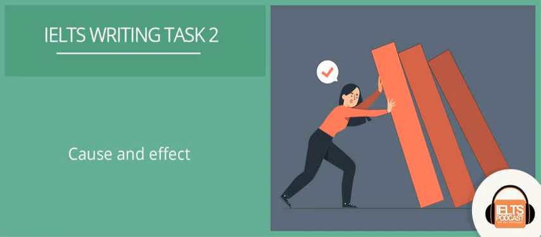We can put the result first and then the cause, or put it the other way around. You've got to mix it up. You've got to look at different possible structures. Okay?